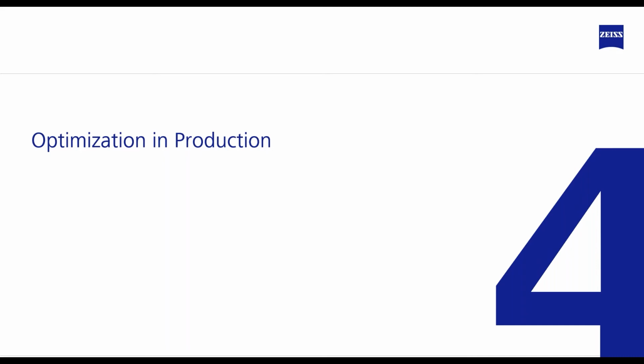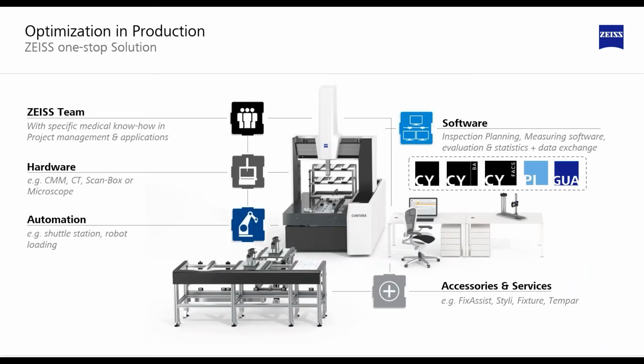Therefore, let's take a direct look at the production and the quality assurance system which is used there. First of all, I have my hardware, a measuring device, no matter whether it is a CMM or a CT, a ScanBox or microscope, or even several variable machines in one lab. This device is often loaded automatically for high quantities. In this example, a shuttle system is shown which is used to load the CMM with the parts to be measured. Zeiss offers a one-stop solution containing styli, fixtures, and, for example, also tools for temperature monitoring.